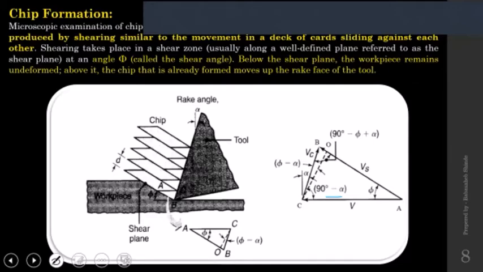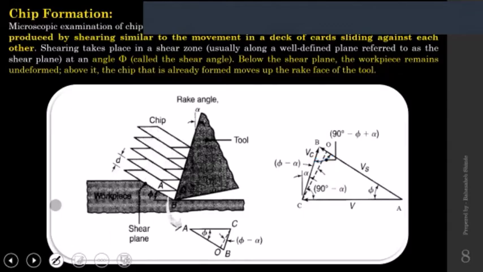Now this is alpha, this is 90 minus alpha. So if I calculate the angle over here, that will become 90 minus phi plus alpha. Okay, because the total angle has to be 180. So if I subtract everything from 180, this 90 minus alpha and phi, I will get this relation 90 minus phi plus alpha, and that will be the remaining angle at corner B.